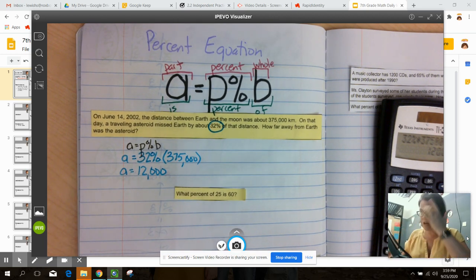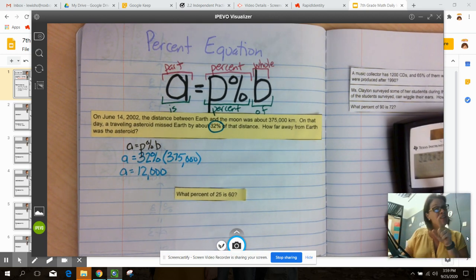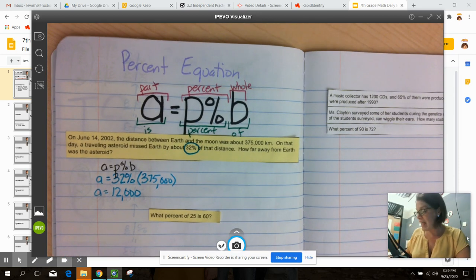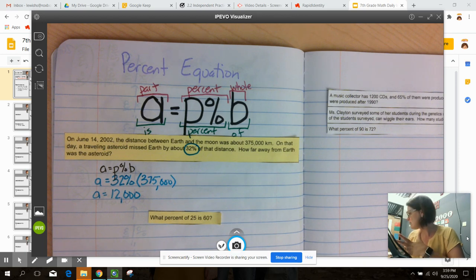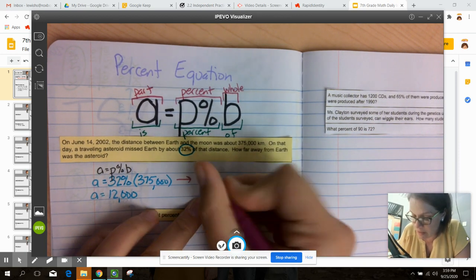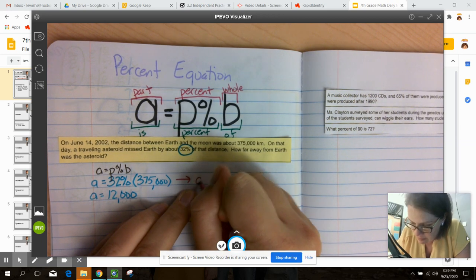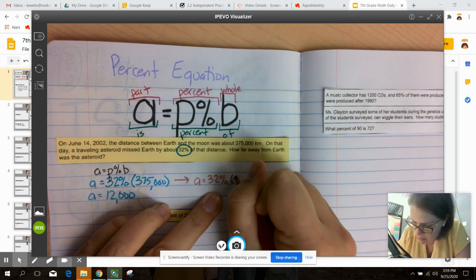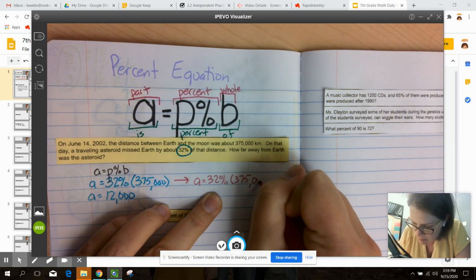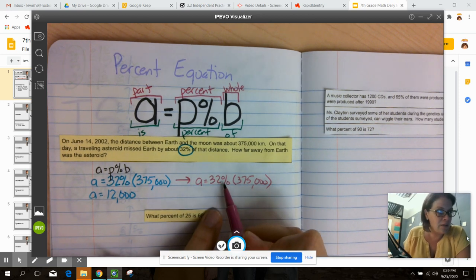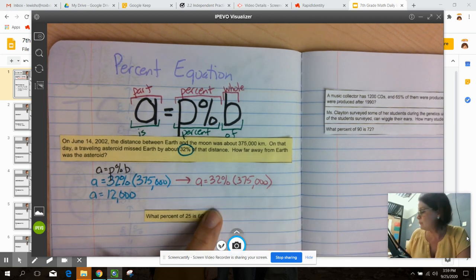Now, let me show you another thing though. What if we don't have calculators? But this year you don't have calculators all the time pretty much, so don't worry about it. But if you did not have a calculator, let me show you what you would have to do. So I'm going to come over here. We would set it up the same way. A equals 32% times 375,000. Okay? Now, if you didn't have a calculator, we have to change this to a decimal.